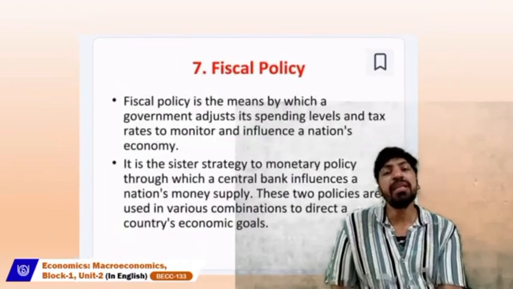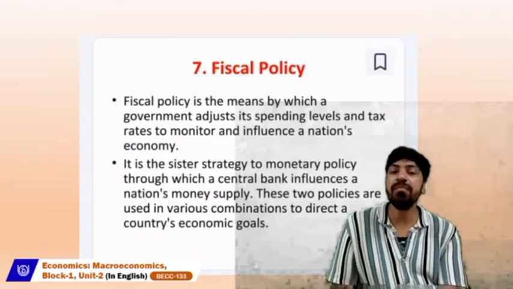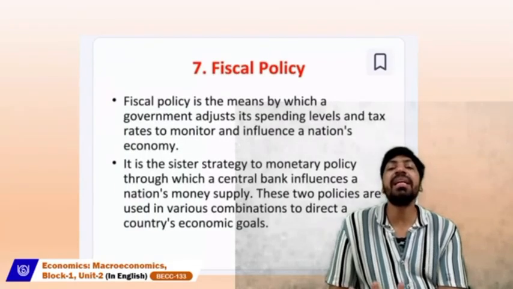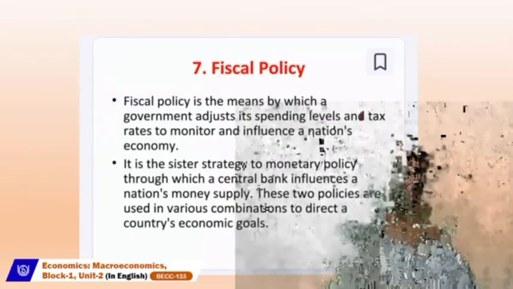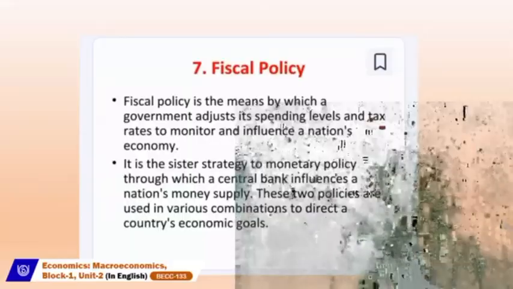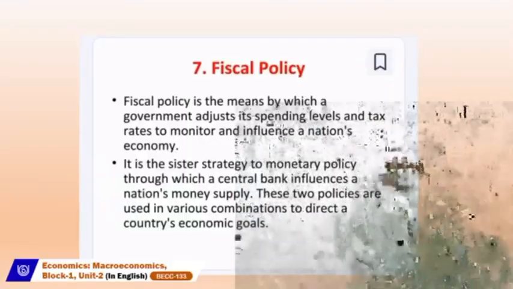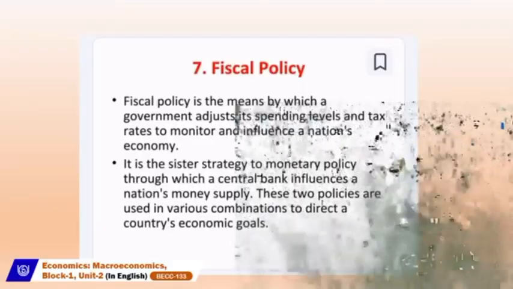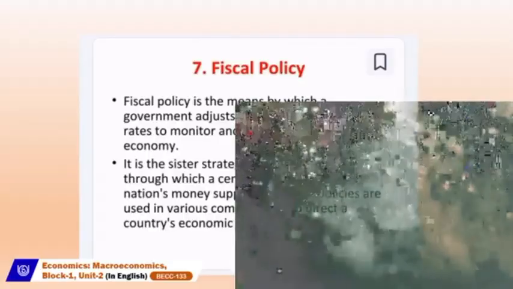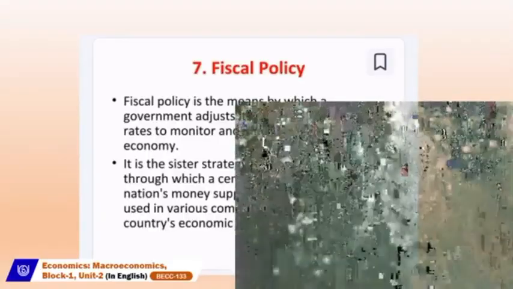The next one is fiscal policy. When we talk about fiscal policy, it refers to spending levels and tax rates to monitor and influence the national economy. In other words, fiscal policy refers to the government spending level and tax rates for monitoring purposes, which ultimately influence the national economy. So that's called fiscal policy.